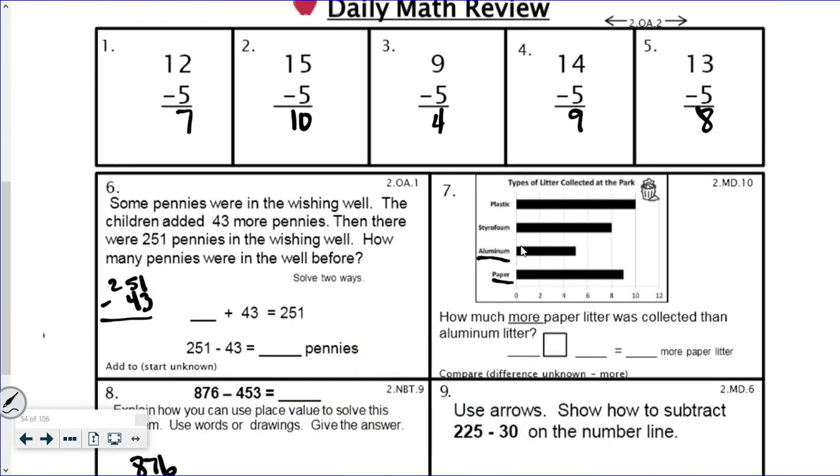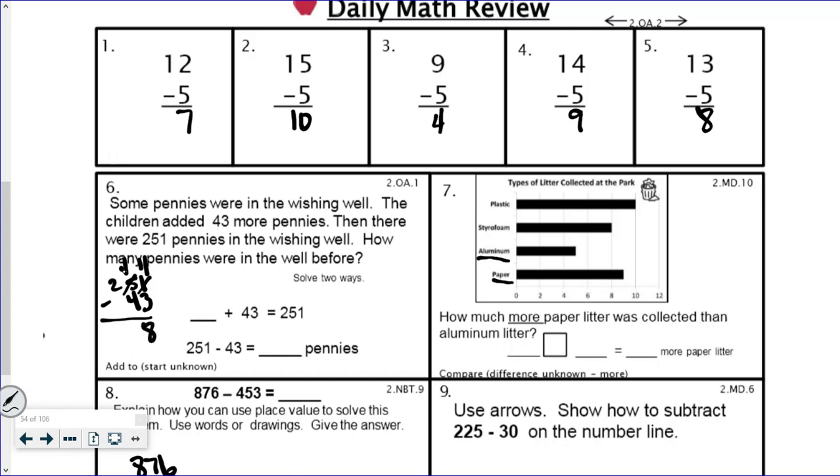Number 6, we talked that there were pennies in the wishing well. 43 were added, then there were 251. So we're finding the difference to figure out how many were in the wishing well to begin with. So 1 minus 3, can't do it, so we're going to regroup. This is going to become 11, and this is going to become 4. And so we have 11 minus 3. So 11, 10, 9, 8. So 11 minus 3 is 8.